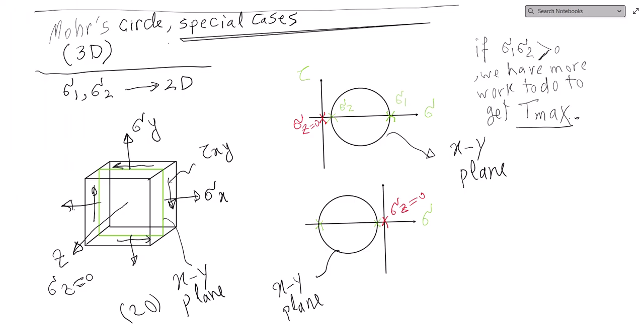Now, once I recognize that, then I can draw another circle with sigma 1 and sigma, or maybe I actually draw that circle more neatly.